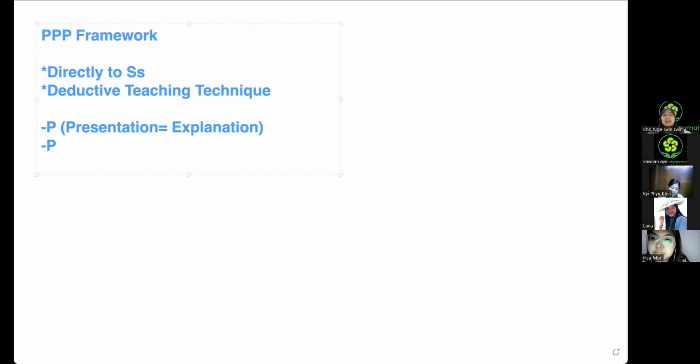The second P is the practice section. Practice is exercises. Normally we do the exercises right after we teach grammar points or vocabulary items. Now let's think about simple present tense. What type of exercise, what type of practice can we do after we explain something? Which exercise can we do for simple present tense? Write a sample sentence.